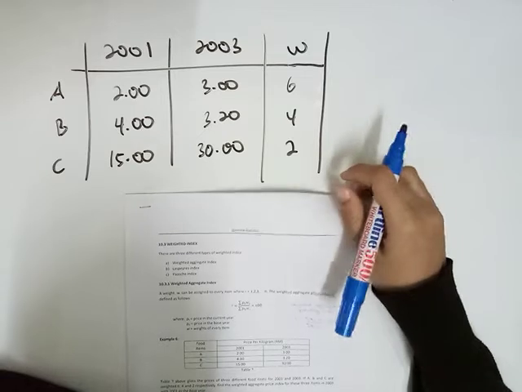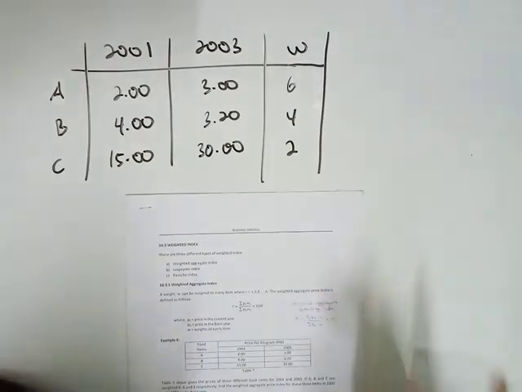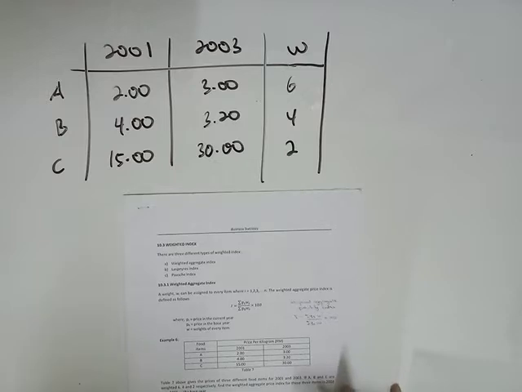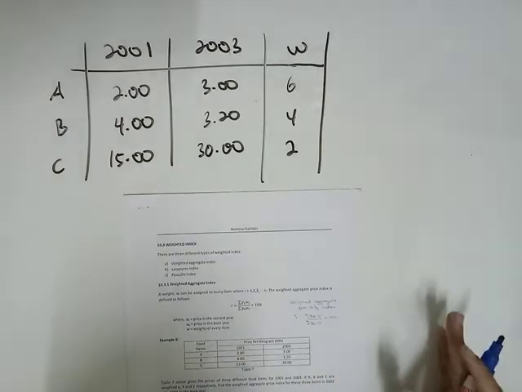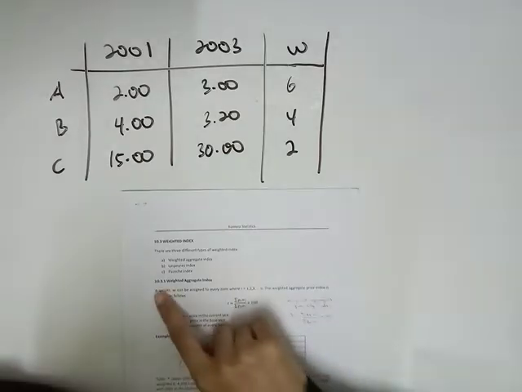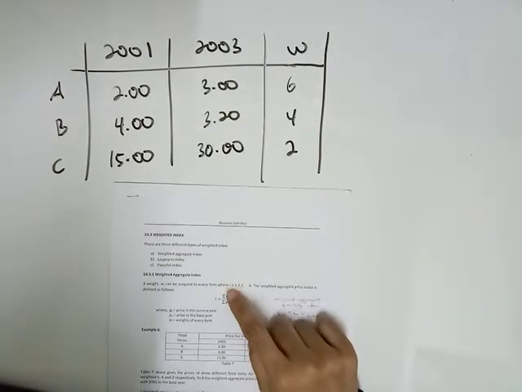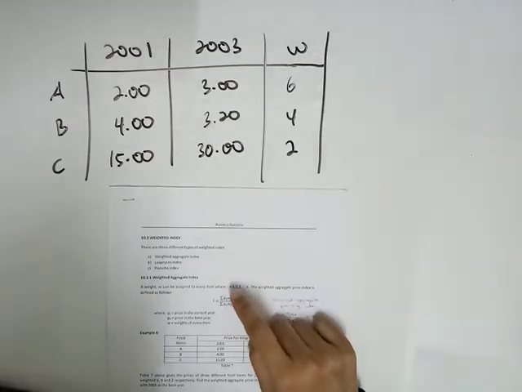Okay, so for weighted aggregate index, this topic weighted aggregate index ni kita just go through saja. Okay, saya tak nak tekankan sangat. Okay, so a weight can be assigned to every item where I, what is I? It means the number of items.